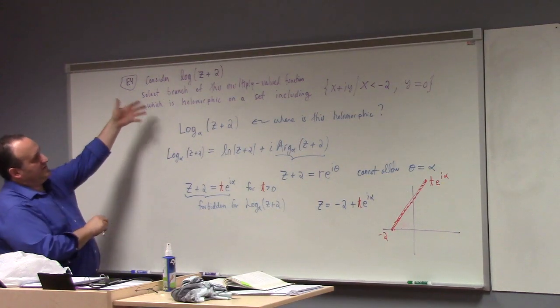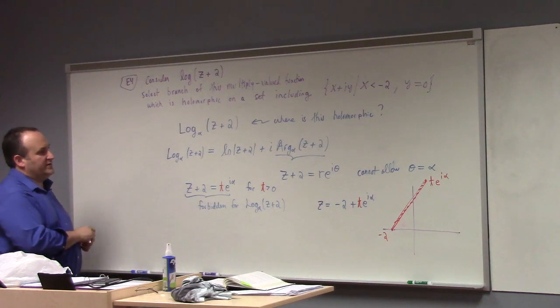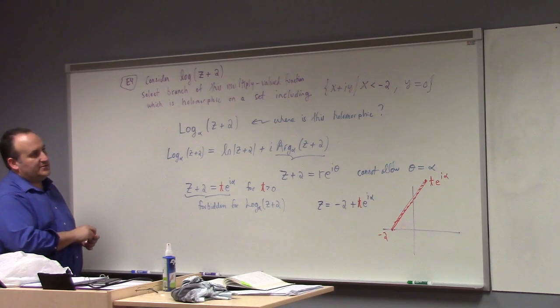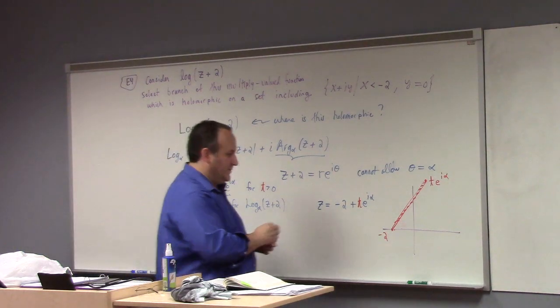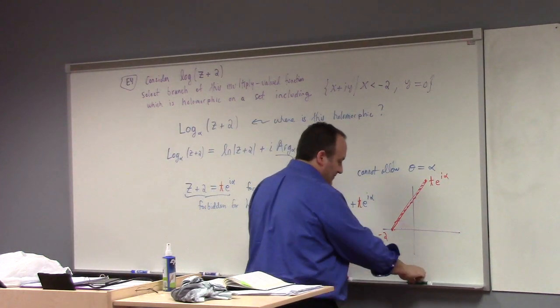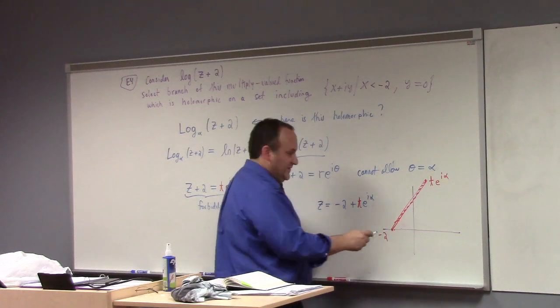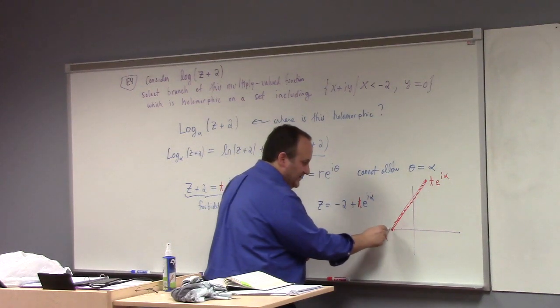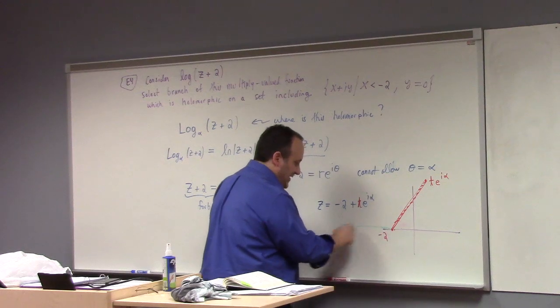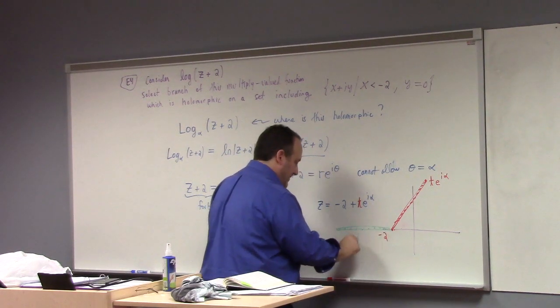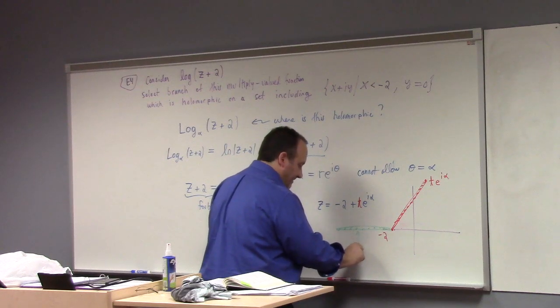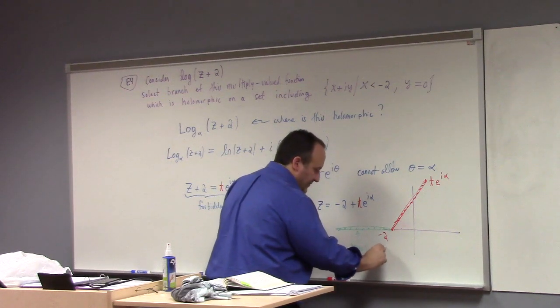So my question was, select a branch of this multiply valued function which is holomorphic on the set including minus 2, y equals 0. So my question basically just means what? The one thing I can't do to answer the question I posed is I can't put the branch cut over here, right? That must avoid, given my problem statement.